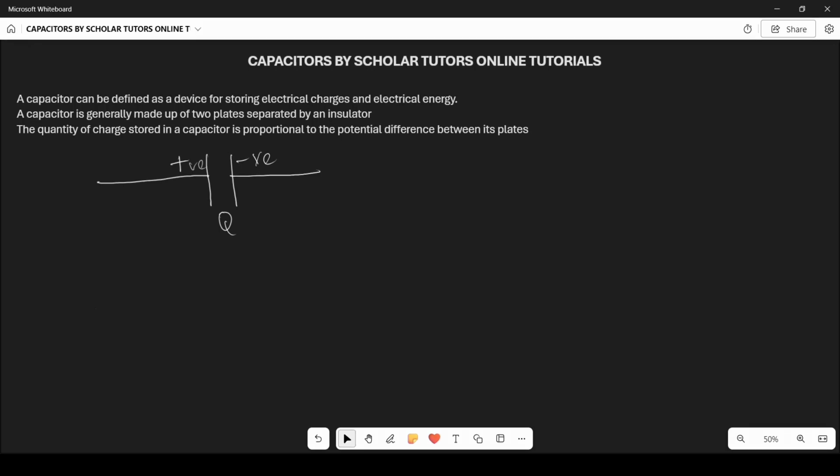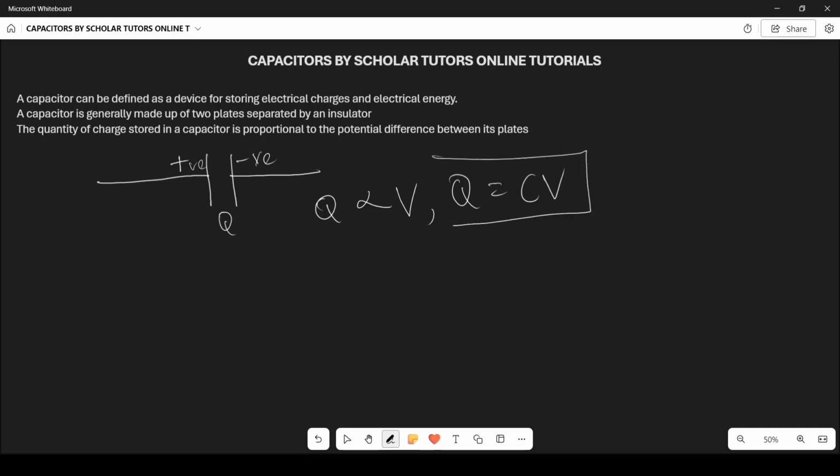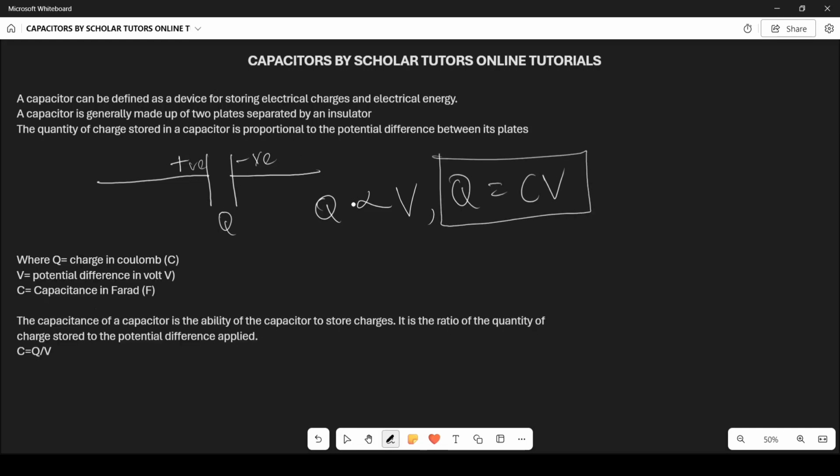The difference in the potential difference is what is used to store charges, and this Q is directly proportional to the potential difference V. And from here we can say Q is equal to CV. You should note this formula, it is very important. Where Q is the charge itself and it is measured in coulomb, V is the potential difference measured in volts, and C is the capacitance measured in farad.